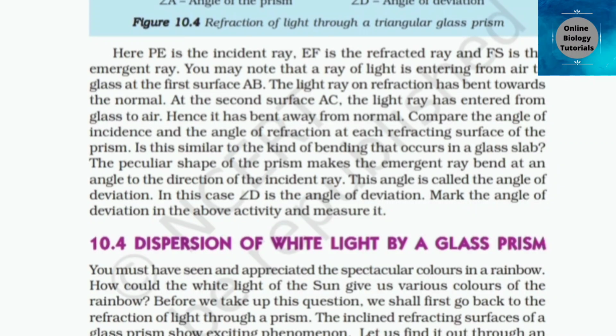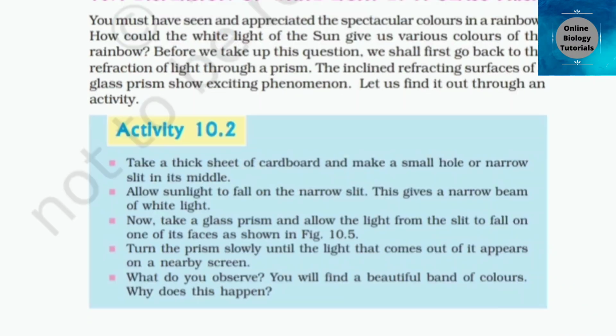Dispersion of white light by a glass prism. You must have seen and appreciated the spectacular colors in a rainbow. How could the white light of the sun give us various colors of the rainbow? Before we take up this question, we shall first go back to the refraction of light through a prism. The inclined refracting surfaces of a glass prism show an exciting phenomenon. Let us find it out through an activity.